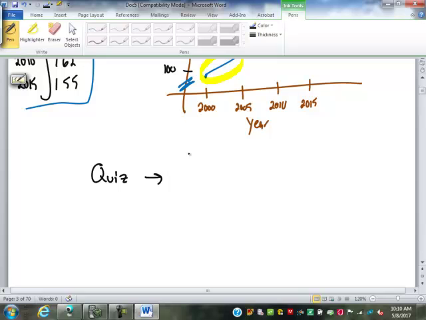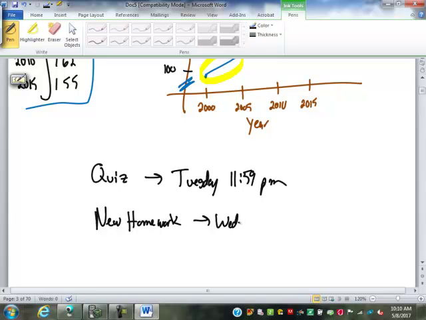There is a quiz. A new quiz that is due tomorrow, Tuesday, at 11:59 p.m. And there's a new homework that is due for Wednesday. If you get to anything on that homework where it talks about mean, median, or mode, don't do it. We haven't talked about that yet. We'll talk about that on Wednesday. So if I have to extend that assignment, we will.